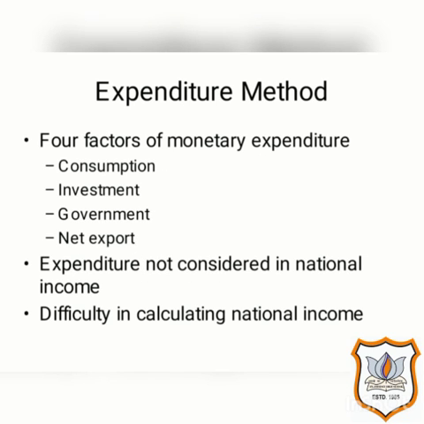So the following points are to be considered while calculating national income by the expenditure method. The first point is four factors of monetary expenditure. In that, the first one is consumption expenditure. All those expenditures incurred on durable goods like scooter, car, TV, also on perishable goods like food grains, fruits and vegetables, and even on services like education, transportation and communication. All those expenses are included here.